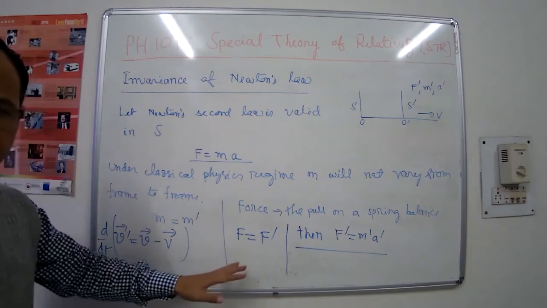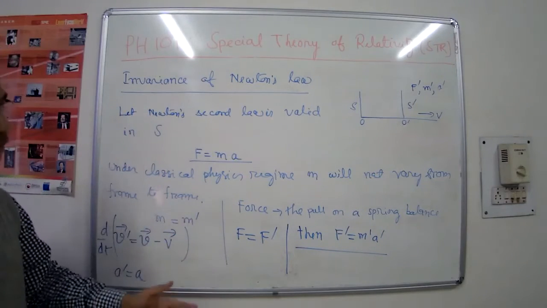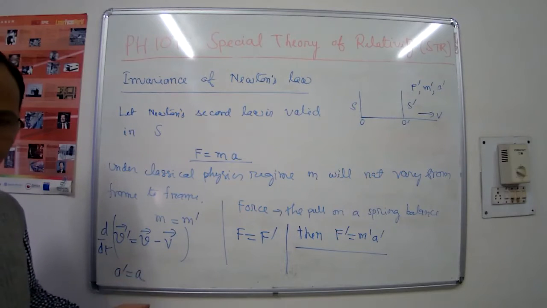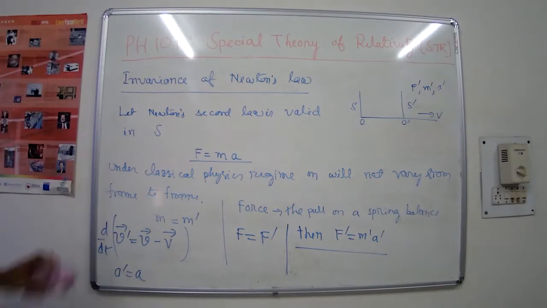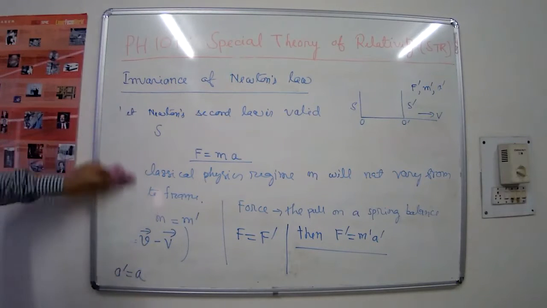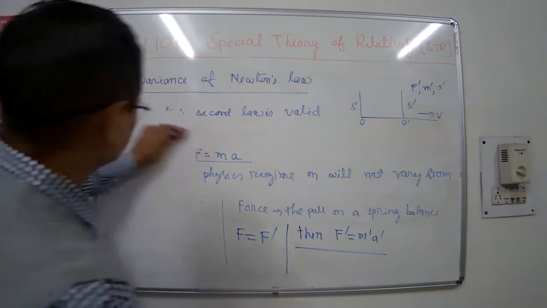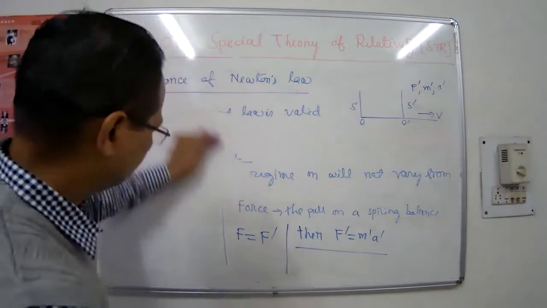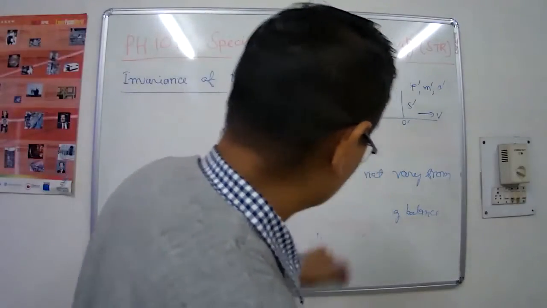Now this is only for the second law. The same thing can be extended to the first law and third law also. Of course, we are not going to do it here, but I have just shown how the second law is valid, and we can generalize this conclusion that Newton's laws are invariant under Galilean transformation.